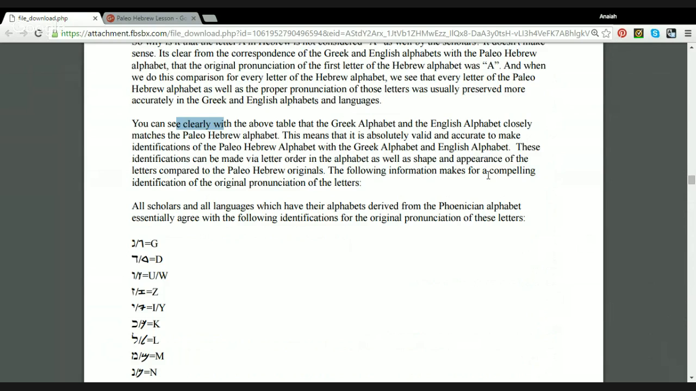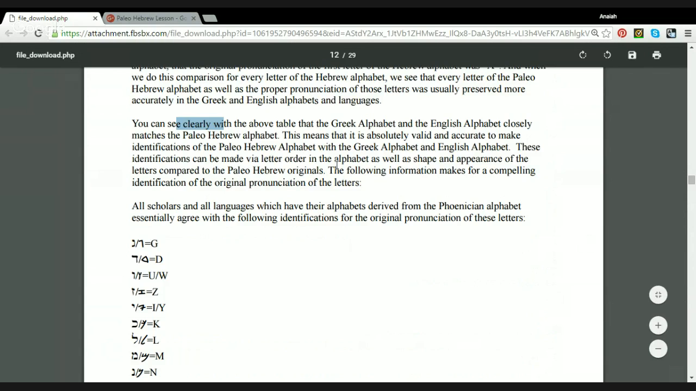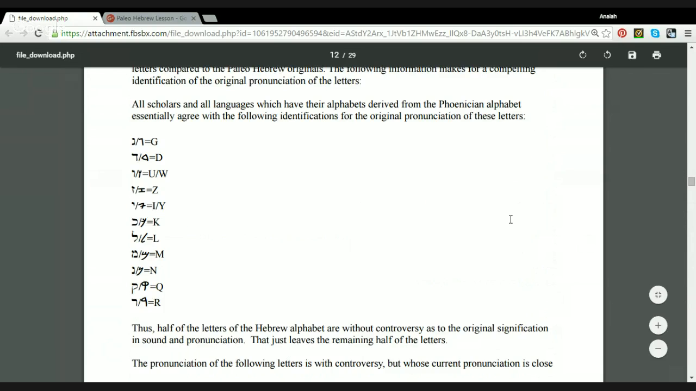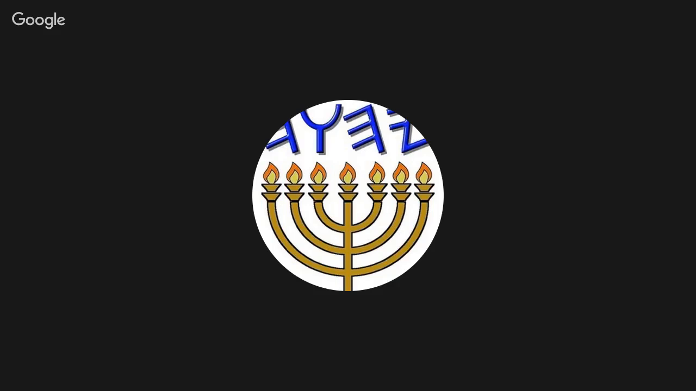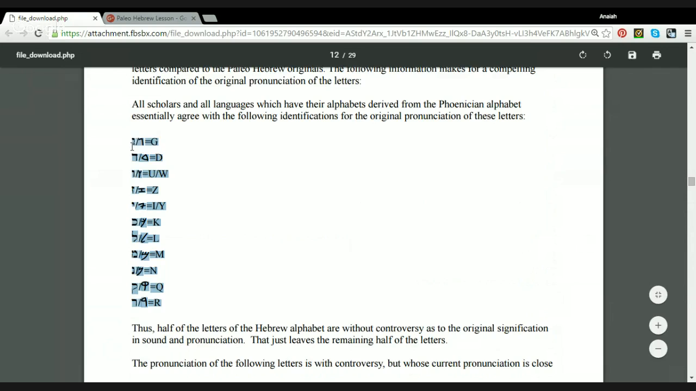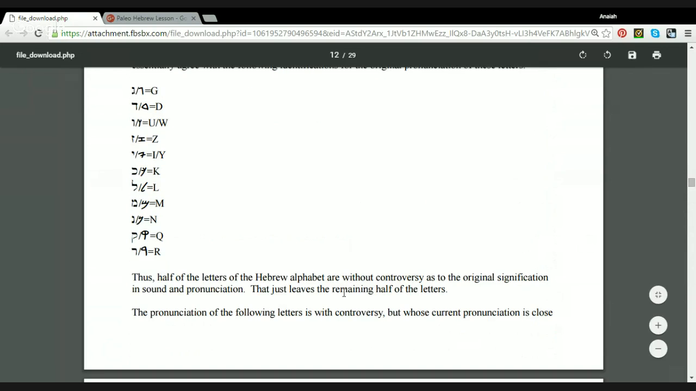And then I say the following information makes for a compelling identification of the original pronunciation of the letters. I say all scholars in all languages which have their alphabets derived from the Phoenician alphabet essentially agree with the following identifications for the original pronunciation of these letters. Remember we discussed this earlier? All these letters we agree on, right? Yeah. So this is the first half of the letters. That's 11 letters right there. Half of the letters of the Hebrew alphabet are without controversy as to the original signification, sound and pronunciation. That just leaves the remaining half, the other 11 letters.